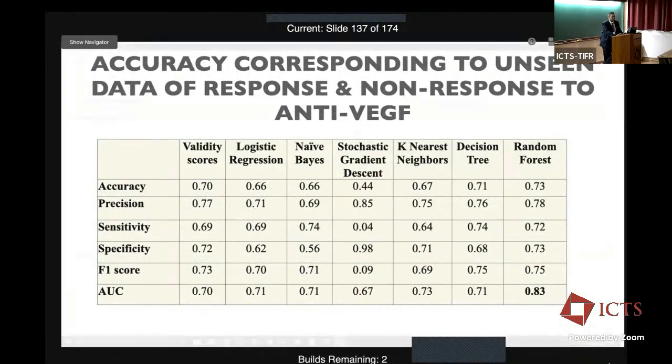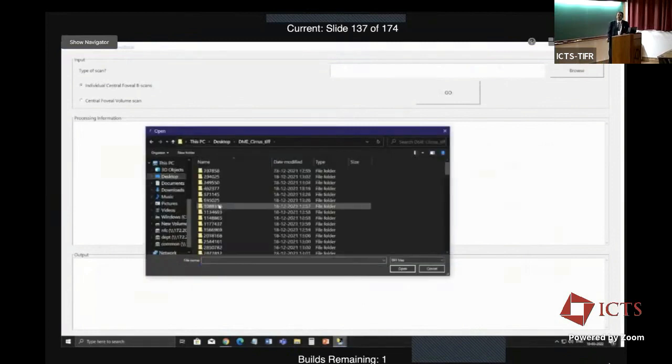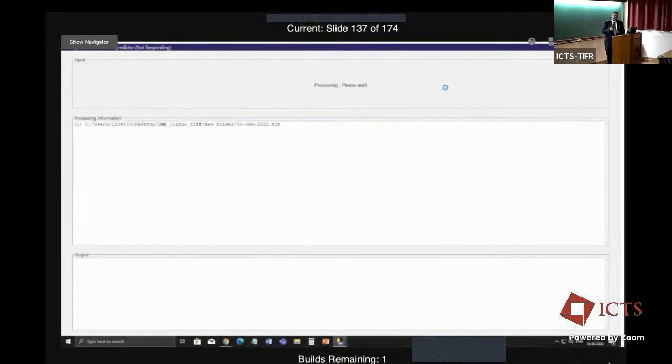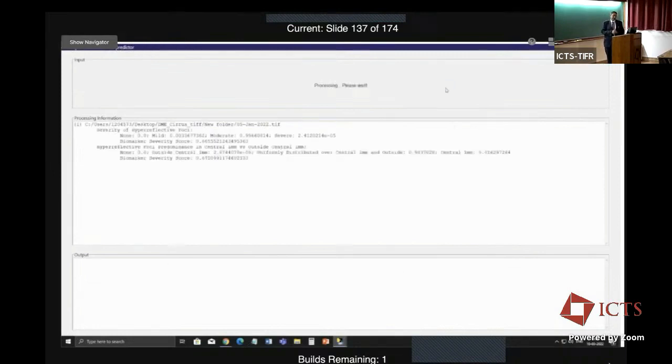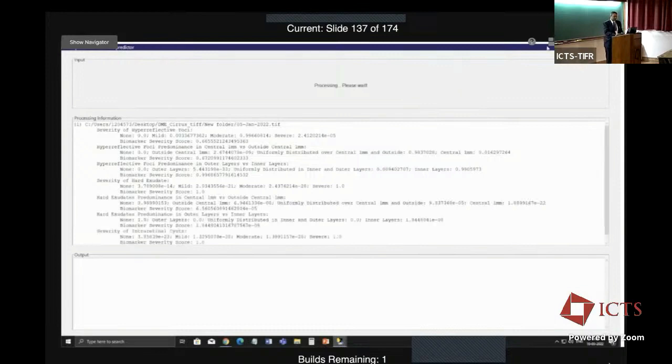This is a small video which shows how exactly we use it in our clinic. We can put in a single B-scan or a stack of B-scans, and it starts giving all the inflammatory markers one by one, and finally comes out with the overall inflammatory score and predicts whether it would be an anti-VEGF responder or a poor responder.